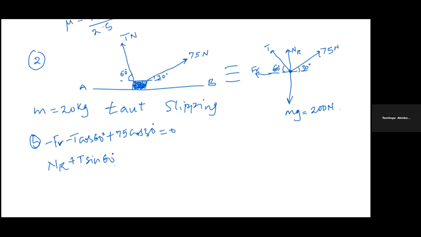The coefficient of friction is 0.857. 0 point what? No, not 0.857. Look at it very well. 0.268. Very good. 0.268, correct. So if you could look at what you have done very well.